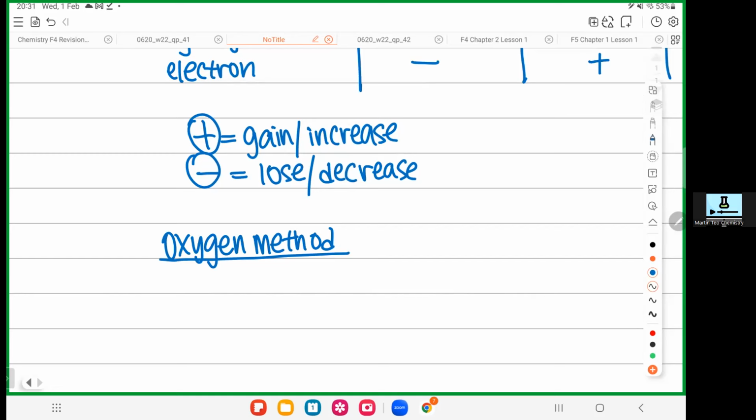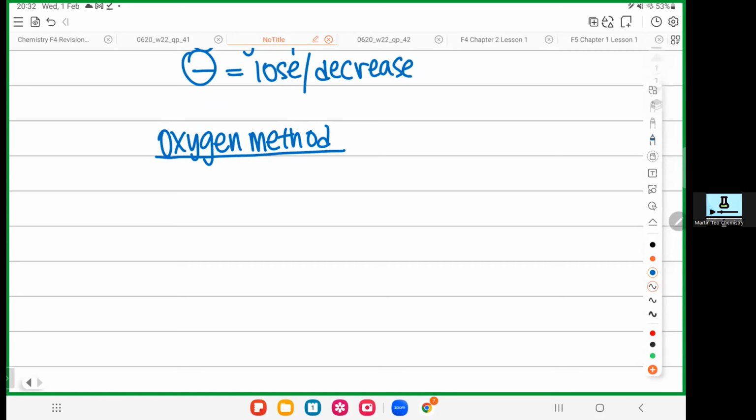If you want to do the oxygen method, first of all, you need to understand a very important thing. We call it apple to apple comparison. What do we mean by apple to apple comparison? Let me show you something first. For the oxygen method, we only focus on oxygen. We only focus on whether we gain or lose oxygen. We don't look at other things.